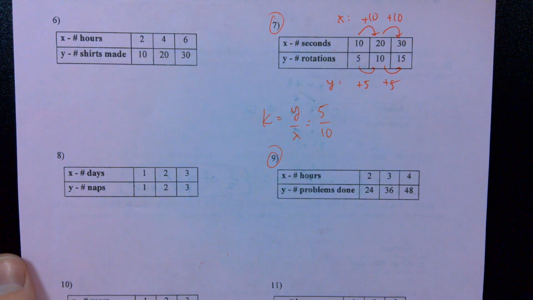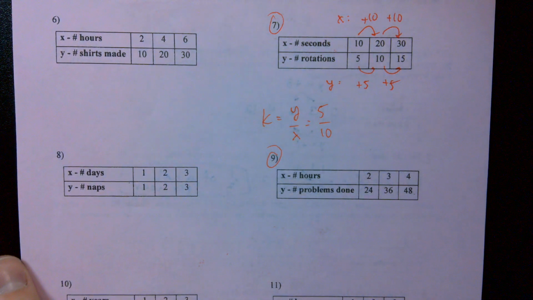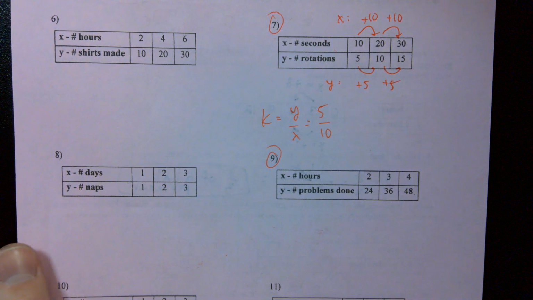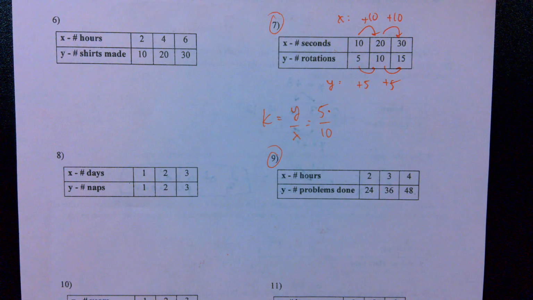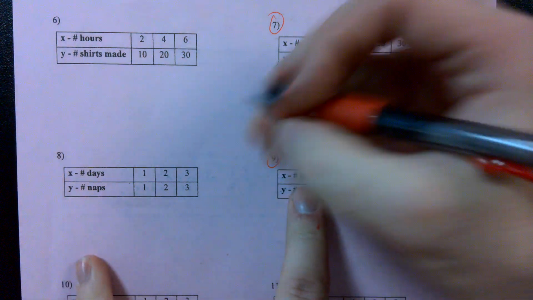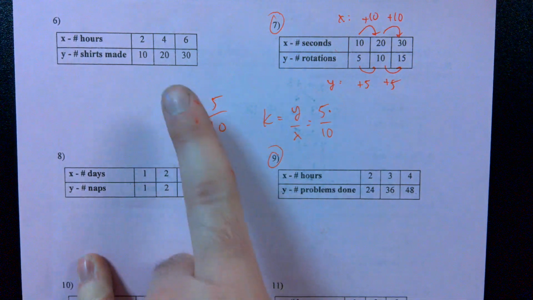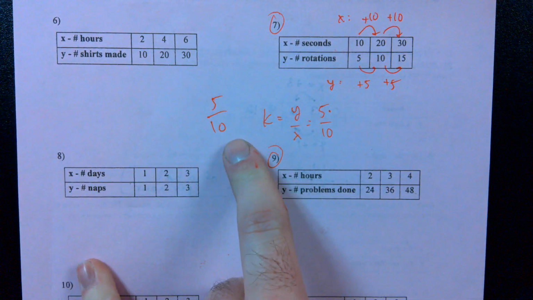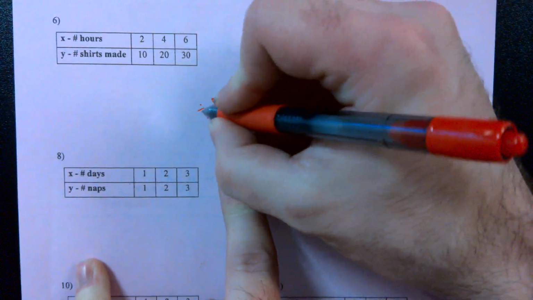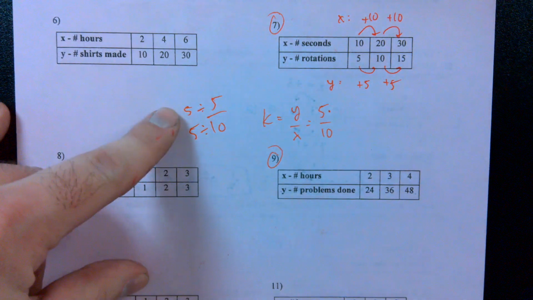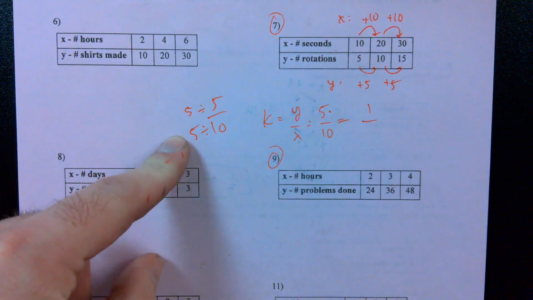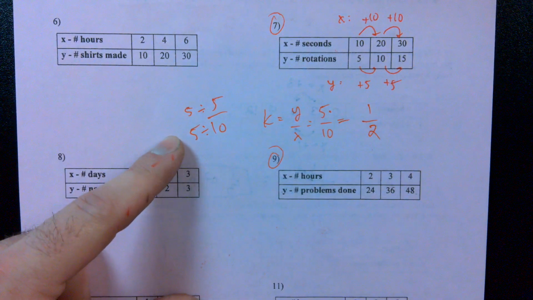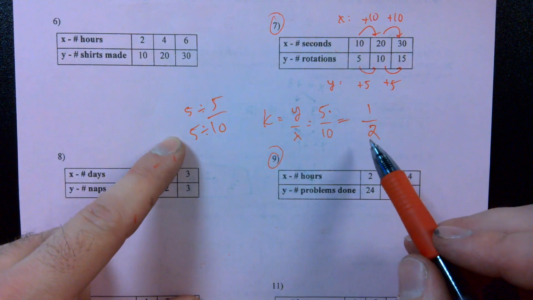Now, in 5 over 10, where's my smaller number? Is it on the top or the bottom? My smaller number is on the top, right? So that's going to stay a fraction. If my smaller number's on the top, we have to keep it as a fraction. How can I simplify 5 over 10? Can I divide the top and the bottom by something? What can I divide it by? By 5, good. On the top, what's 5 divided by 5? 1. And on the bottom, what's 10 divided by 5? 2. So we get 1 over 2, right?